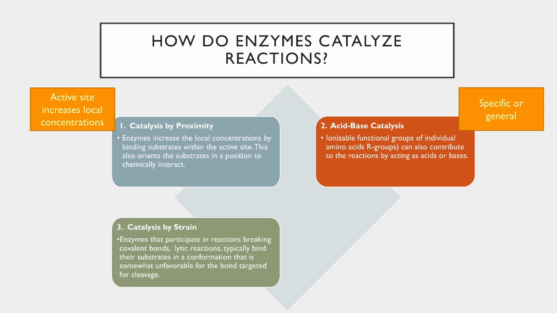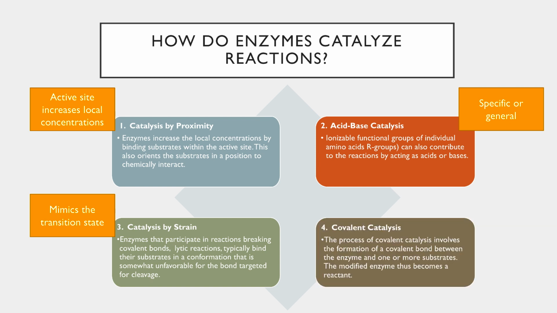The third type of reaction is catalysis by strain. Enzymes that participate in reactions breaking covalent bonds, lytic reactions, typically bind their substrate in a conformation that is somewhat unfavorable for the bond targeted for cleavage. This strained conformation mimics that of the transition state of the intermediate, generating a transient species. The resulting strain selectively stretches or weakens the targeted bond, making it more vulnerable for cleavage.